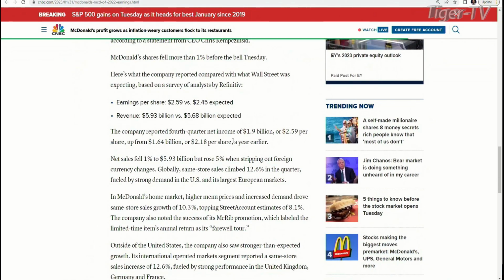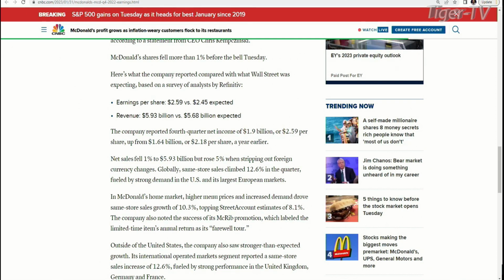The company recorded fourth quarter net income of almost $2 billion. Net sales fell 1% to $5.93 billion, but rose 5% when stripping out foreign currency changes, right? Same-store sales climbed 12.6% in the quarter globally, fueled by strong demand in the U.S. and its largest European markets.